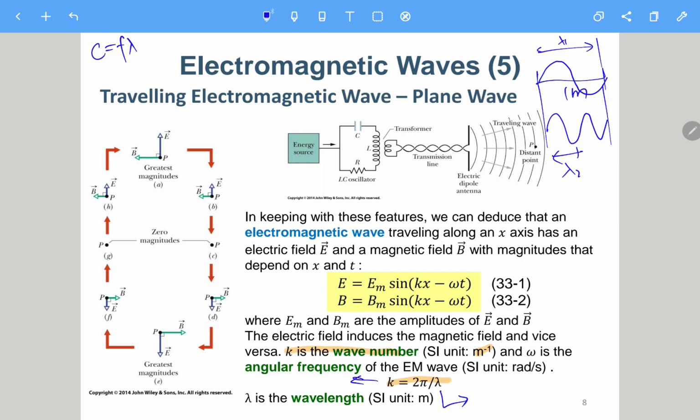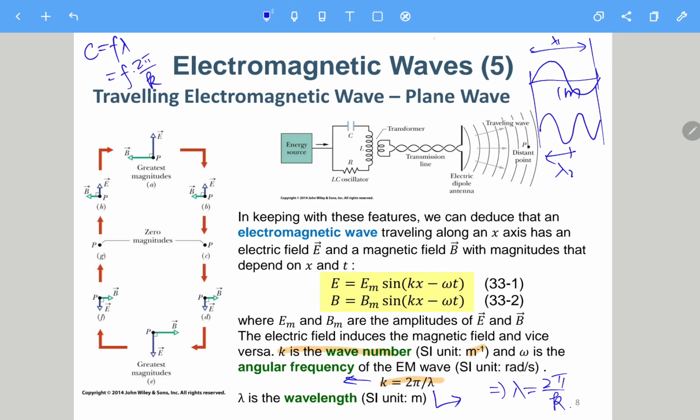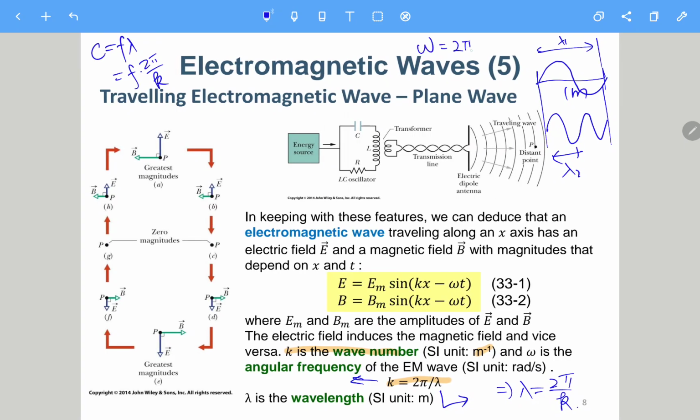And here we have k equals 2 pi over lambda, which means lambda equals 2 pi over k. So here we can have f times 2 pi over k. And actually, omega is 2 pi f. So this is called the angular frequency. This is the frequency, so multiplied by 2 pi will be the angular frequency.